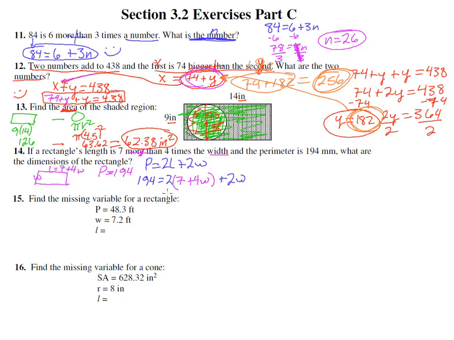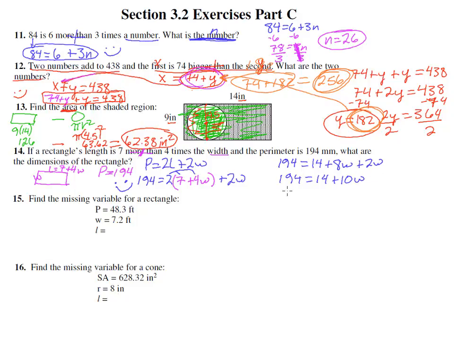And look at what we have here. We have an equation that we know how to solve. Happy face right there. So let's write it over here and start simplifying. Let's get rid of the parentheses. So we have 194 equals 14, that's 2 times 7, plus 8W, plus 2W. Don't forget that other plus 2W over there. Combining like terms, we now have 194 equals 14 plus 10W.